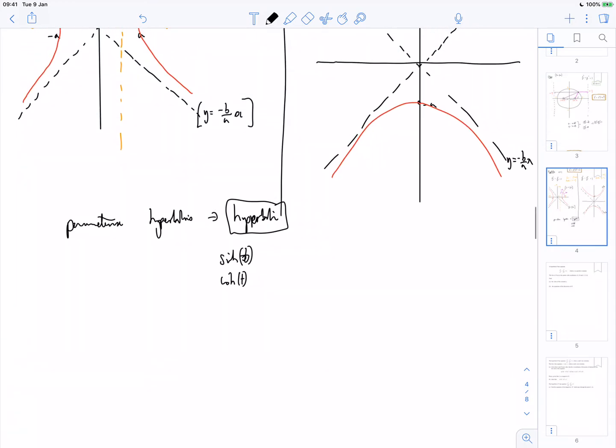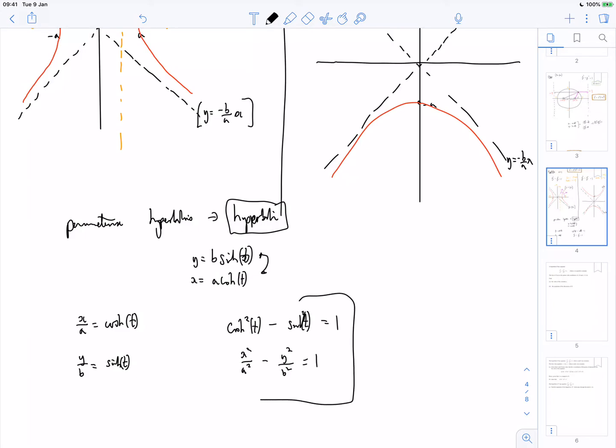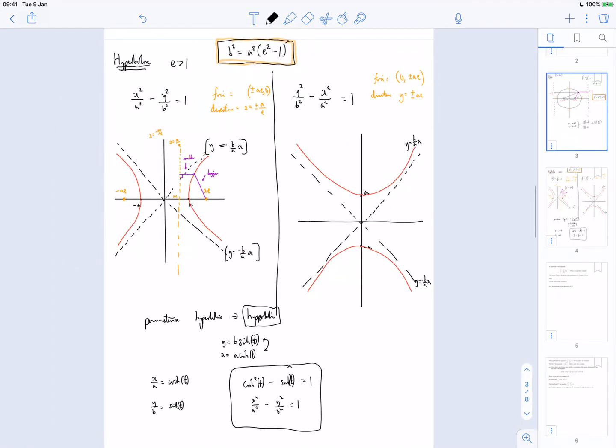And then with hyperbolics, I can pull a similar trick. I can let x equals a cosh t and y equals b sinh t in this case. Then x over a equals hyperbolic cosine of t, and y over b equals hyperbolic sine of t, and then I know that cosh squared t minus sinh squared t equals 1. So I'm going to have x squared over a squared minus y squared over b squared equals 1. Or I could swap these two things around. I could make x equals a sinh t and y equals b cosh t.